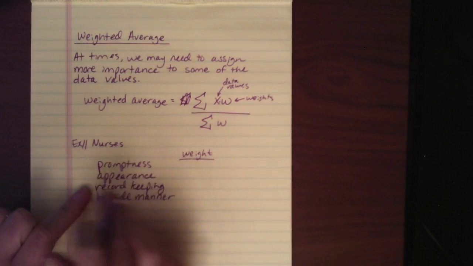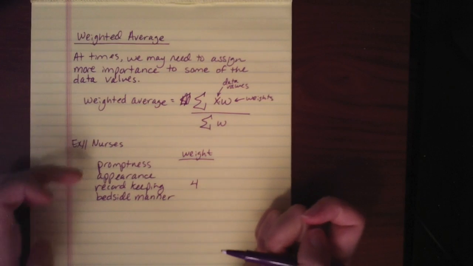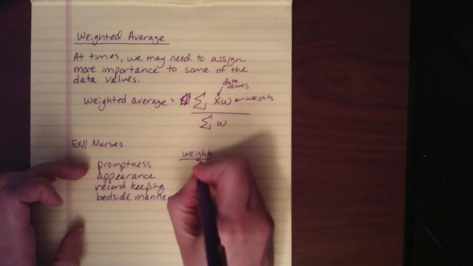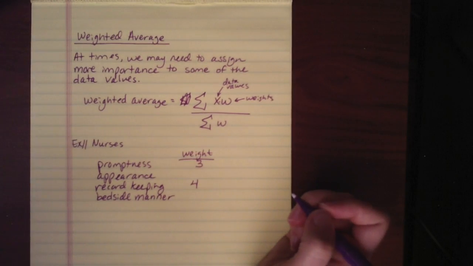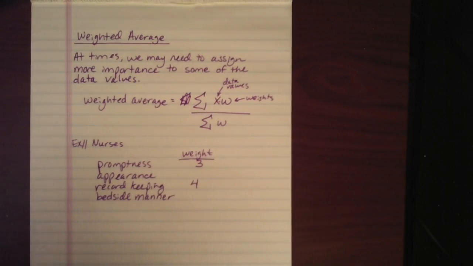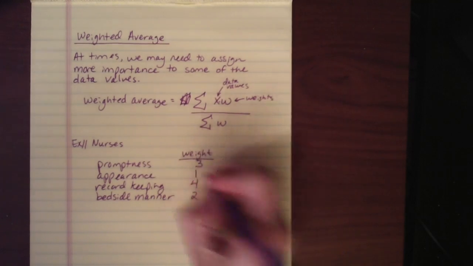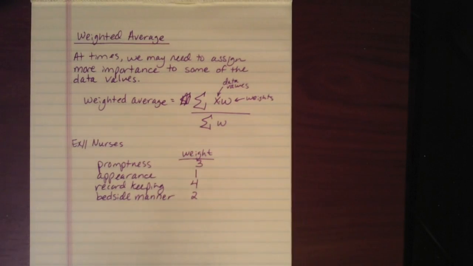So let's say if we felt that record keeping was the most important thing. Okay, that was most important to us. So let's weight that a 4. Let's say promptness is next most important, so we'll weight that a 3. Let's say bedside manner, how you are with patients, are you friendly and all that kind of stuff. We'll weight that maybe a 2. And then maybe the least important thing to us is appearance. Okay, so there are the weights.